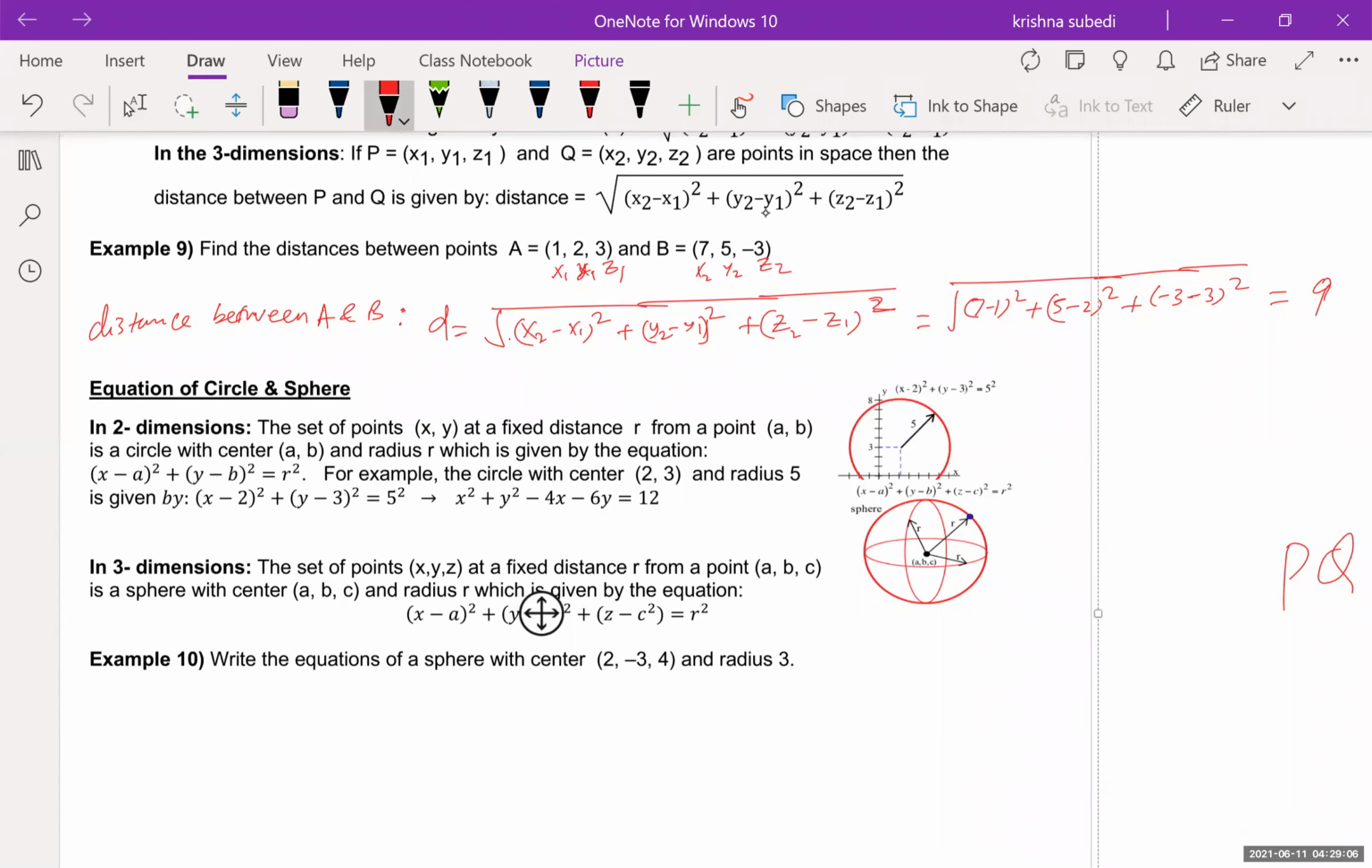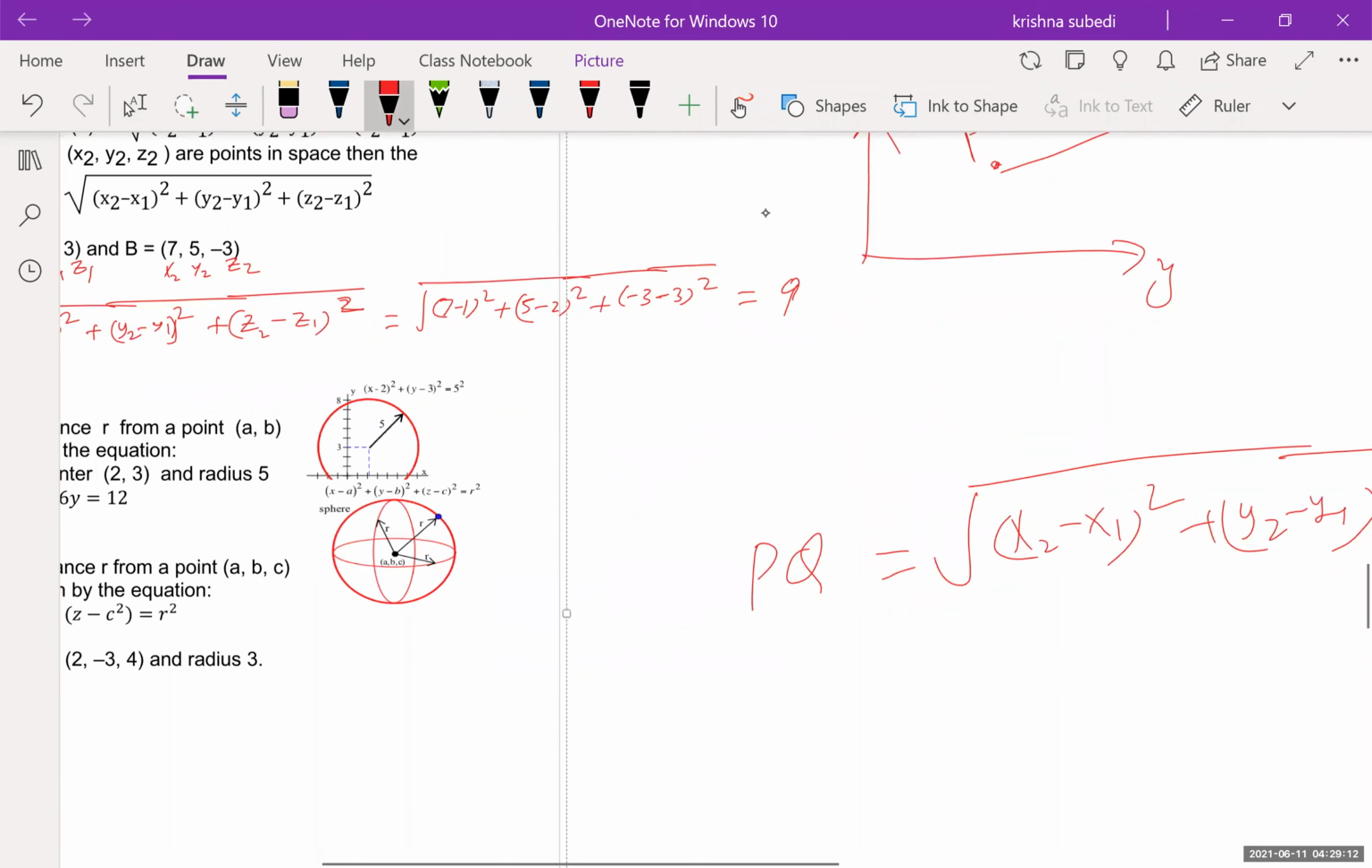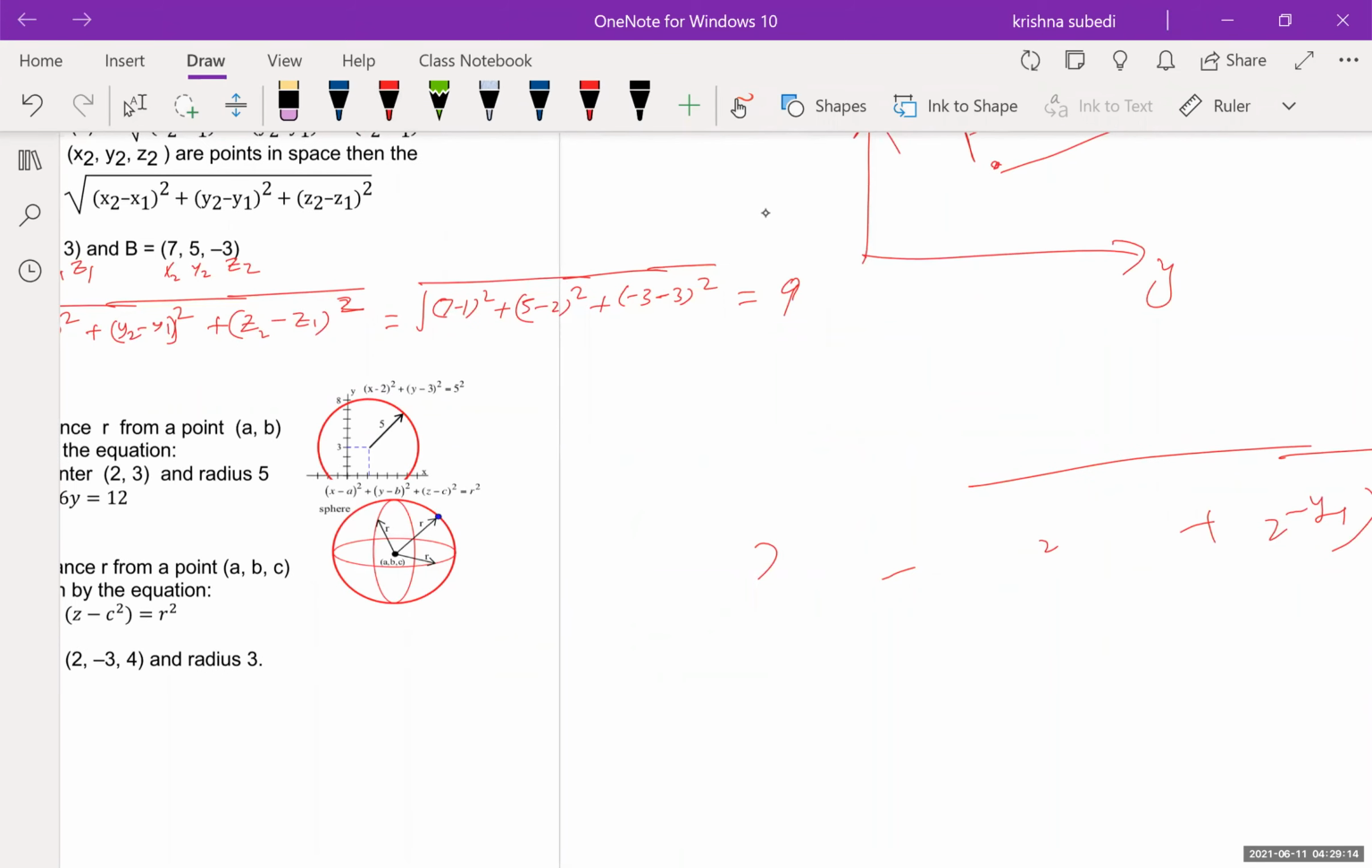the equation of a sphere. Now in your high school, you learn that the equation of a circle is given by, again, I want to take you to high school just for 1 minute, if you don't mind, okay? And in high school, you learn the equation of a circle.